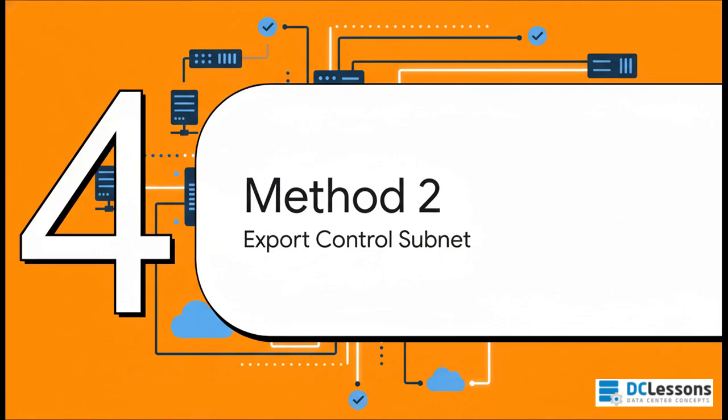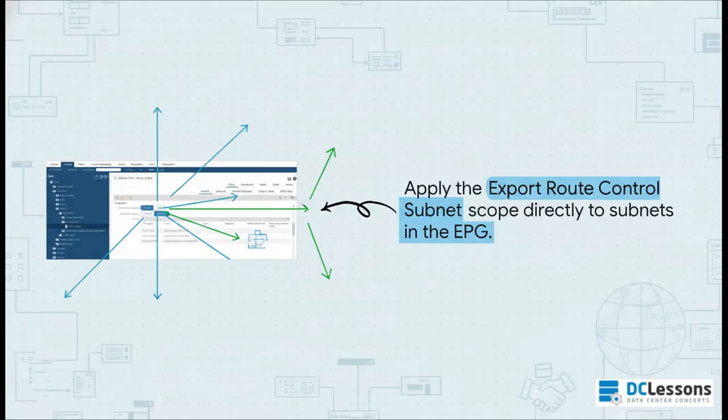It's simpler, it's more direct, and it's all about declaring your intent. With this method, you can just forget about creating a separate route profile. Instead, you go straight to the subnets defined under your external EPG. And for every single subnet you want to advertise, you just check the little box that says Export Route Control Subnet. That's it. It keeps your routing policy and your security policy all tied together in one spot.